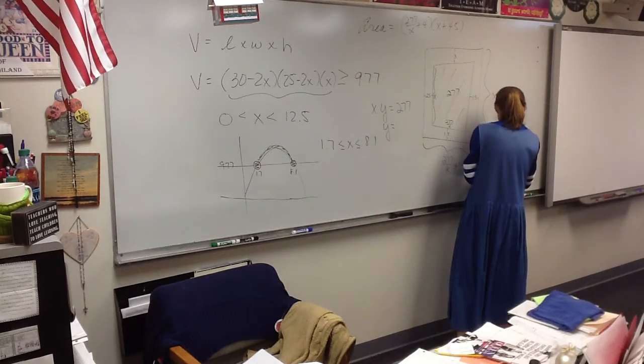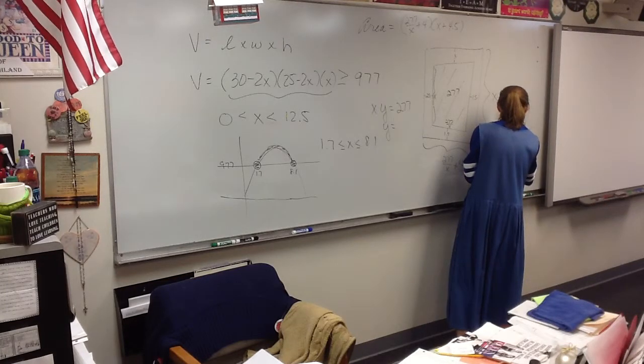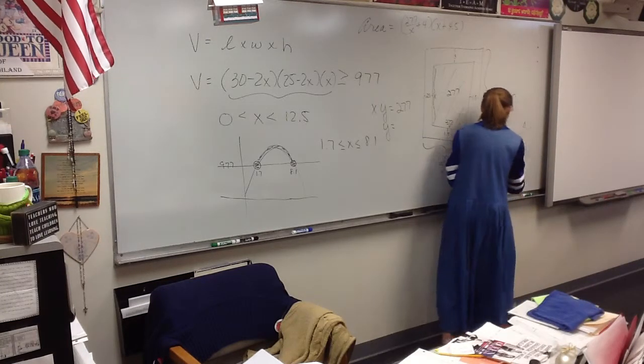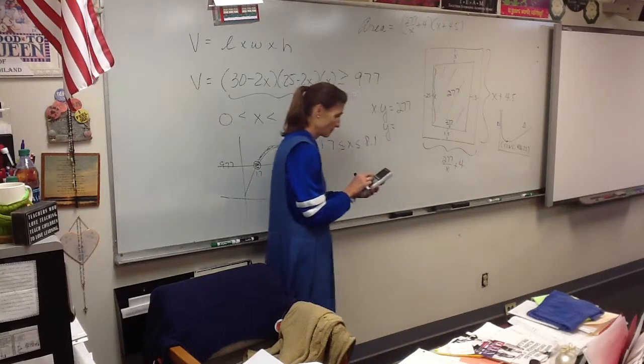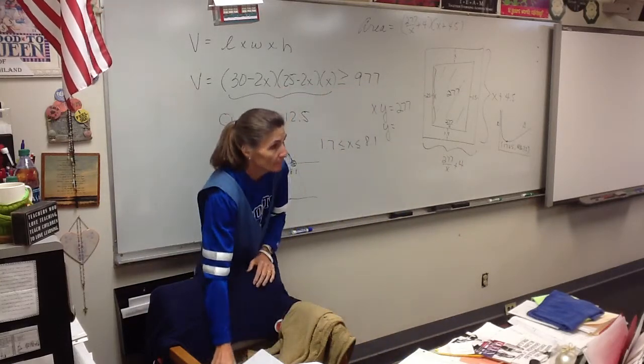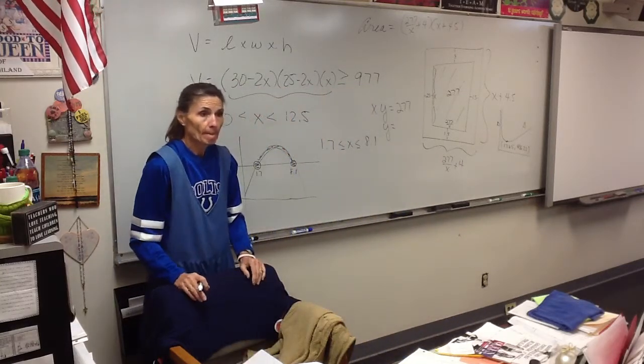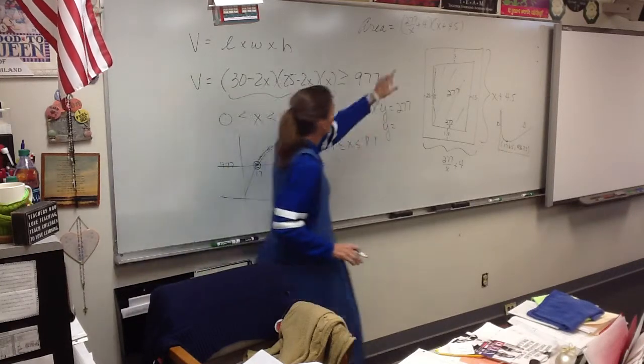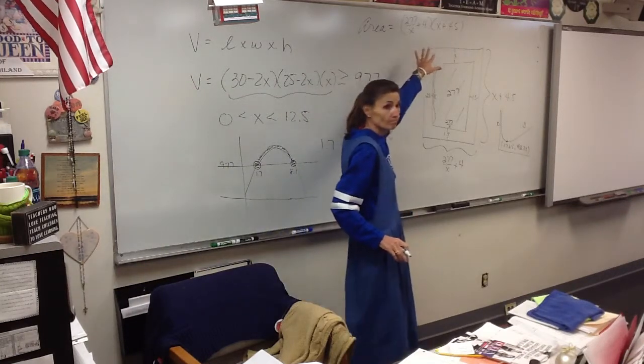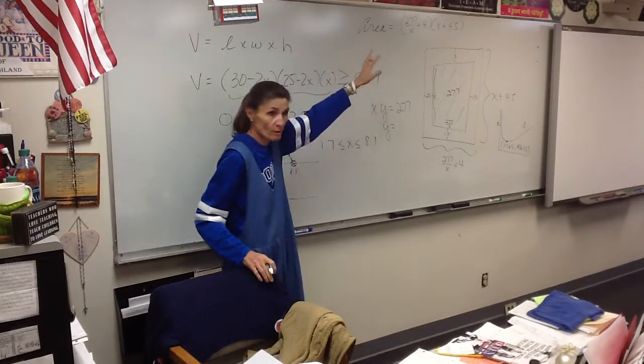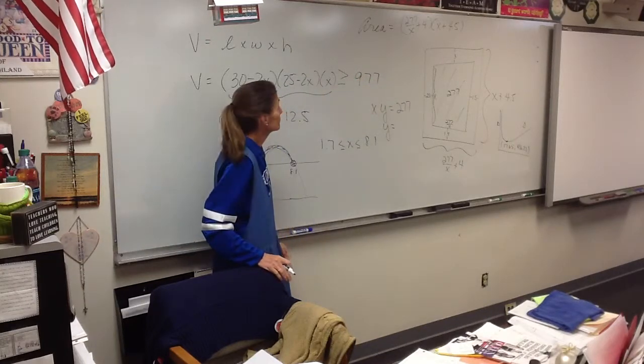I got 17.65, 436.22. Anybody match that? How did you plug it into your calculator? How did you write the equation? Just like that? With parentheses. I had the parentheses in there just like that.